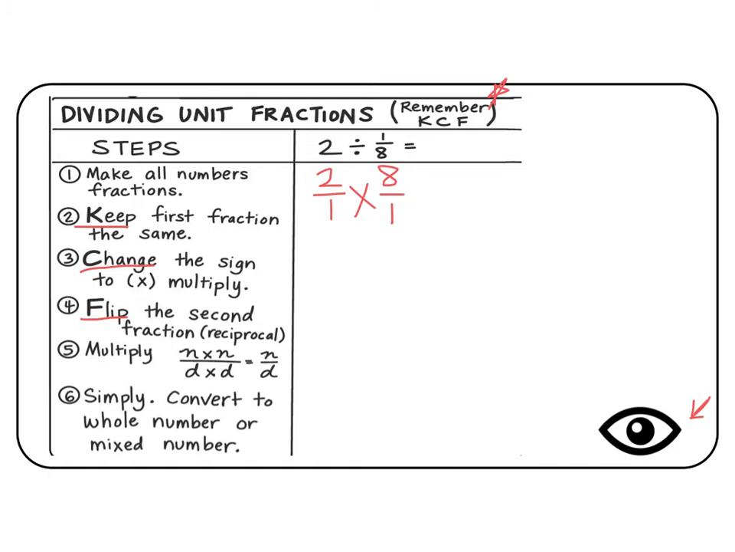Next, we're going to multiply straight across the top and straight across the bottom. 2 times 8 is 16, and 1 times 1 is 1. Our last step is that we don't want to leave it as 16 ones, so we would convert it back to a whole number, 16. Remember yesterday when I gave you that hint and I said if you start with a fraction, you end with a fraction? Well, today you're going to see that if we start with a whole number, we're going to end with a whole number. Let's try some together.